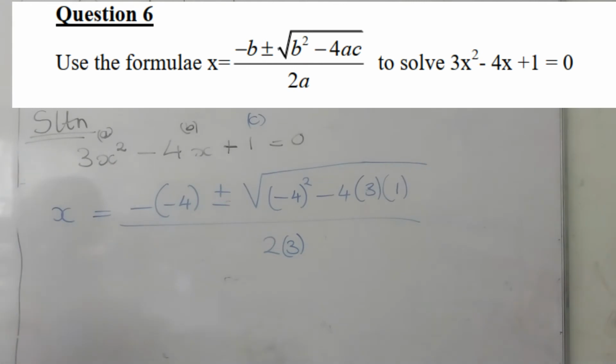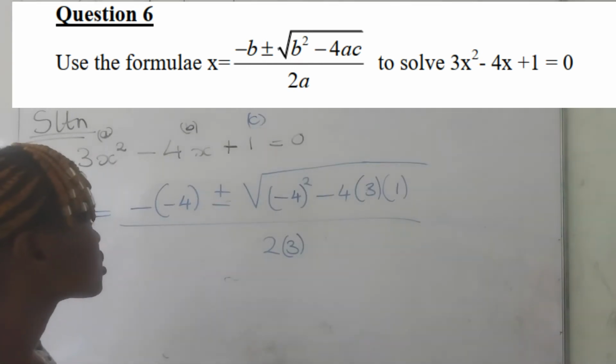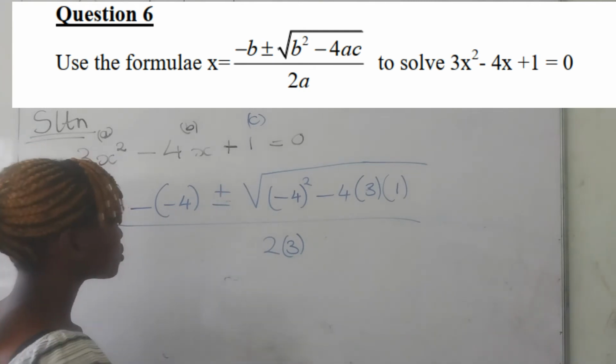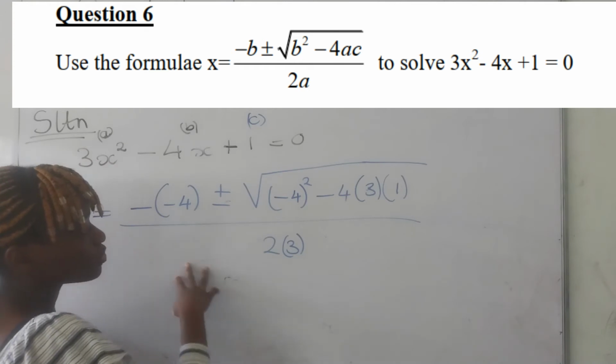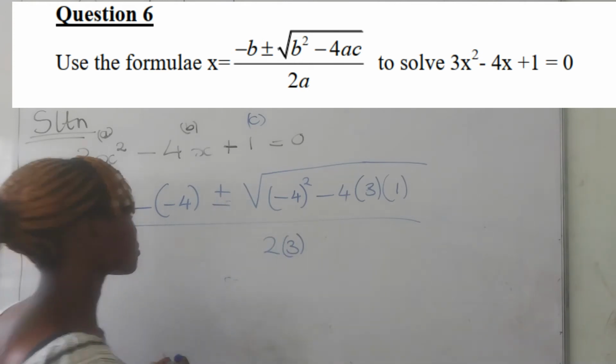Then you simplify. So you have to obtain two answers here, since you have plus or minus, meaning that you are going to simplify this with the, okay, let me just do it, okay.